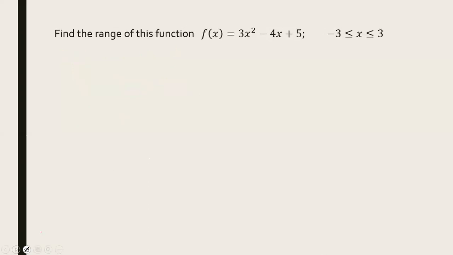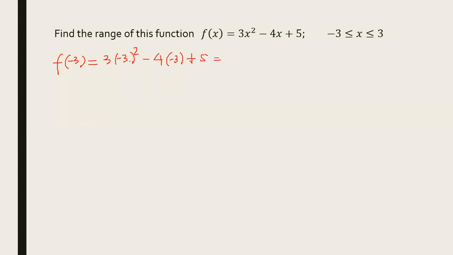Okay. Next, find the range of the function f(x) = 3x squared minus 4x plus 5, with the interval of x from negative 3 to positive 3. Very simple. Firstly, we need to substitute negative 3 into this function. Become 3 times negative 3 squared minus 4 times negative 3 plus 5.